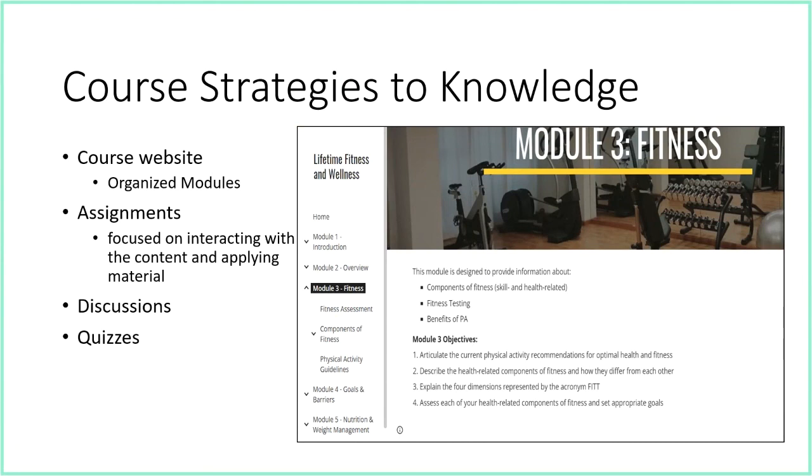And then moving forward, there's additional and more lengthy modules that focus on each component of fitness. We talk about goals, barriers. We look at nutrition, weight management, and then lastly, we talk about disease risk. And there are assignments throughout the semester, discussions where personal application is a focus.